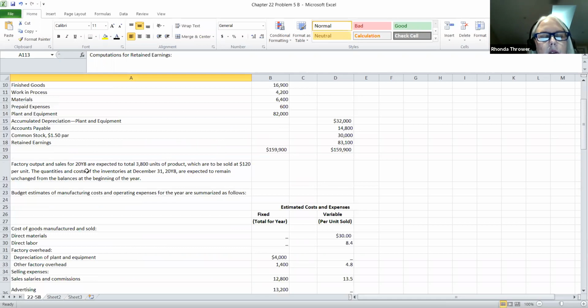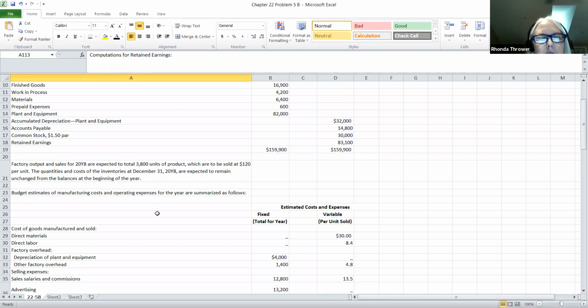Factory output and sales for 2008 are expected to total 3,800 units of products. So these are your sales in units, which are to be sold at $120 a piece per unit. The quantities and cost of the inventories at December 31st, 2008 are expected to remain unchanged from the balances at the beginning of the year. That's an important bit of information there.